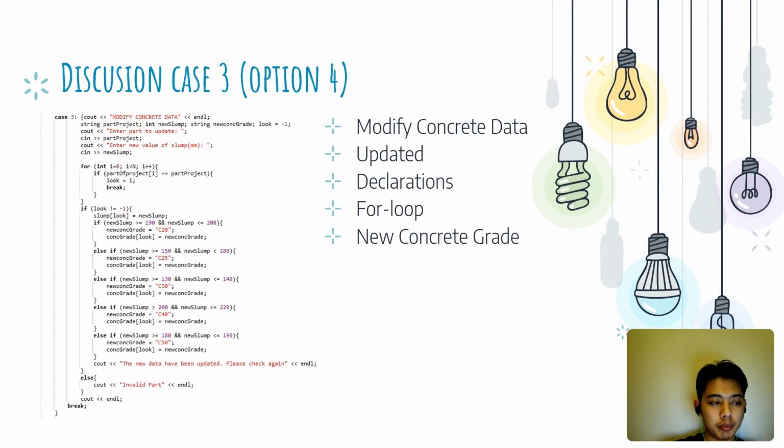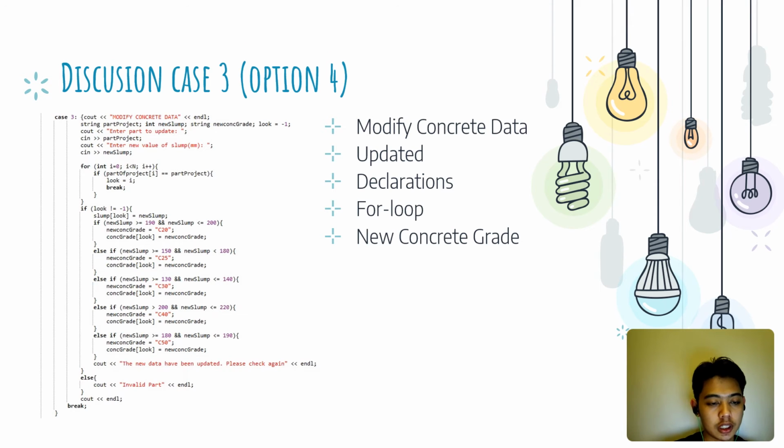Based on the programming structure, the program will display modify concrete data, enter part to update, and enter new value of slump. And for this programming structure, there are a few declarations that were made, such as string part project, integer new slump, string new concrete grade, and loop equals -1.